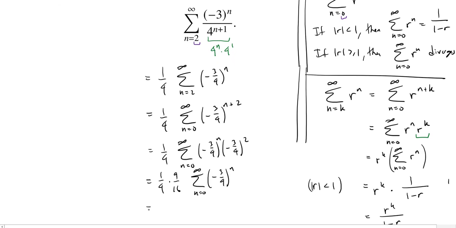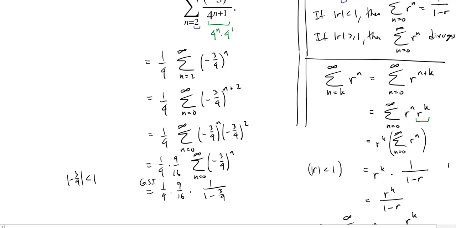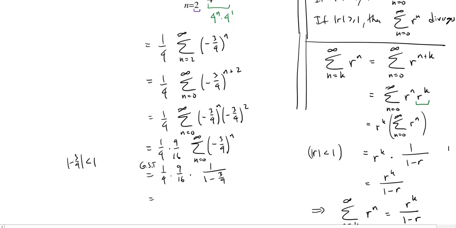And now I can use the geometric series test. Because the absolute value of negative 3/4 is less than 1, this will be 1 over 4 times 9/16 times 1 over 1 minus 3/4. Okay, we could do a little more work here if we wanted to do some arithmetic. Let's see, 1 minus, oh, we made a mistake now, didn't we? Because this wasn't 1 minus r, this is actually 1 minus negative r. We have a negative 3/4 here, so our r is negative 3/4. This should be a plus.